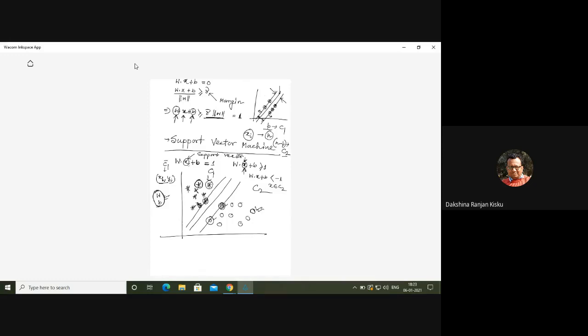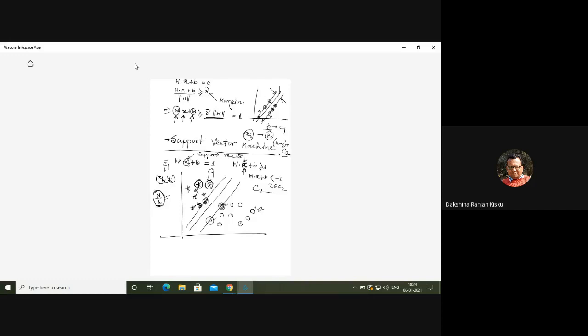That means what I am trying to say is that after adding every feature vector to the training set for training of the support vector machine, the position and the orientation of the hyperplane may or may not change. Whenever it changes, it is because that feature vector may be misclassified. When it is misclassified, we will modify the W and B in such a way that the given feature vector will be correctly associated with the proper class. So it will be classified according to the value of the weight vector and the bias value B.